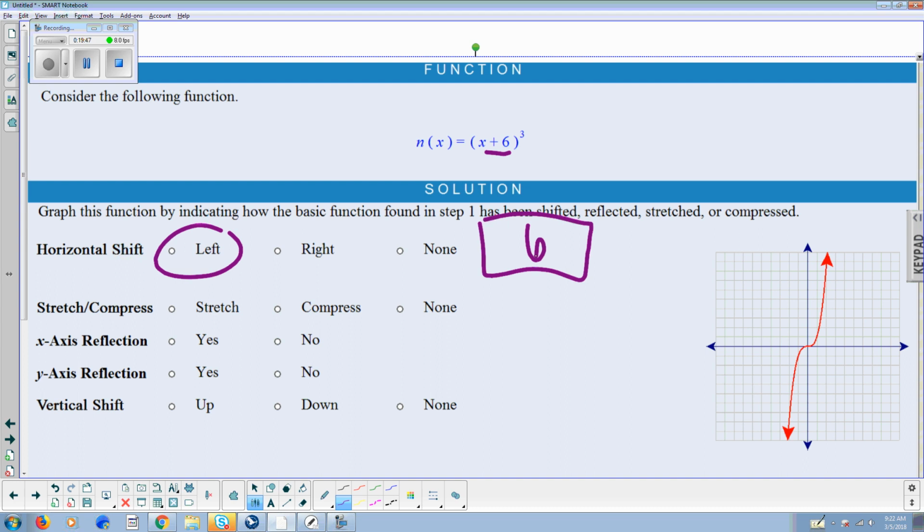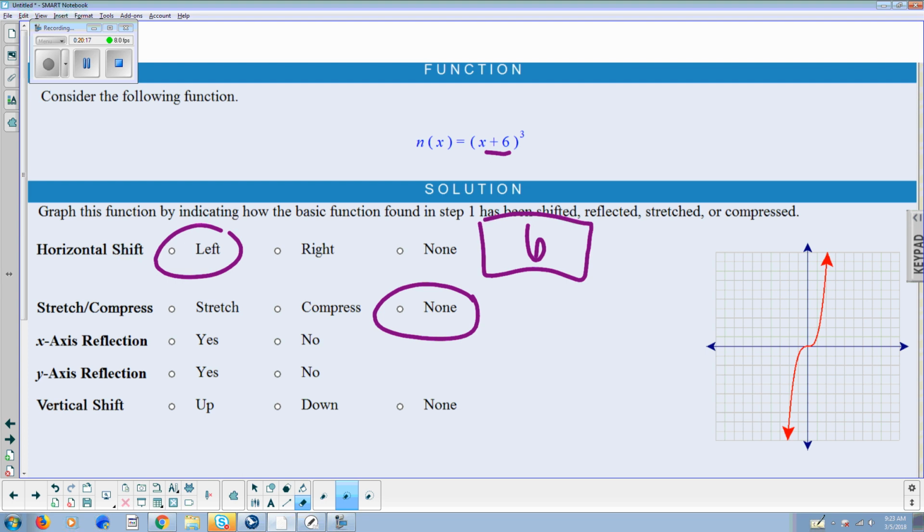6 units. Remember, your horizontal shifts are opposite signs. Plus signs move it in the negative direction. Minus signs move it in the positive direction. Okay, stretch or compress. Is this one stretched or compressed? No, there is no stretch or compress. That comes from something being multiplied in front of the function. So for example, if I had a 2 in the front, I would say that is stretched. If I had a 1/2 in the front, I would say it is compressed. But this one had neither.